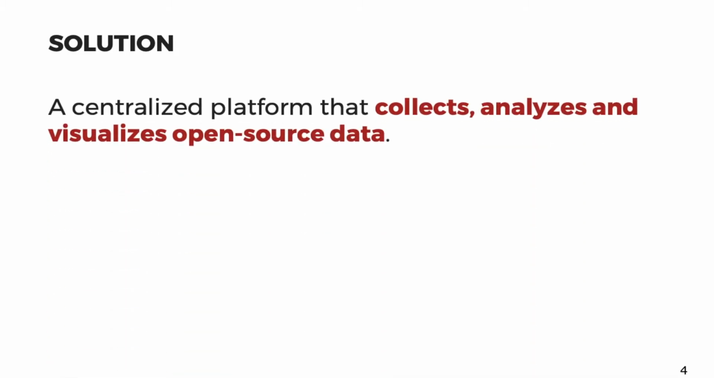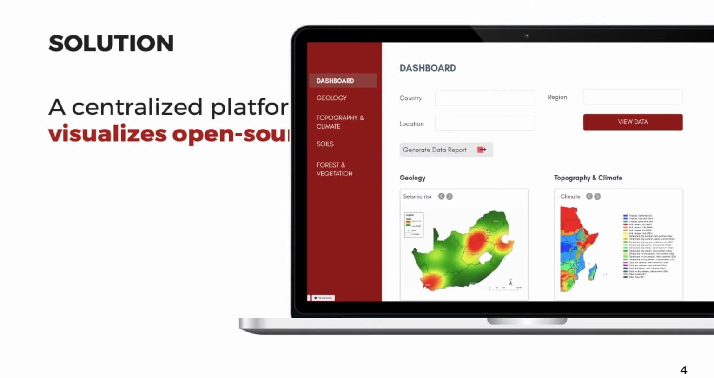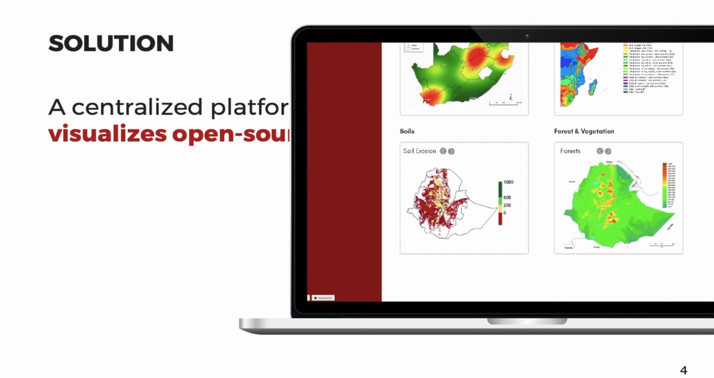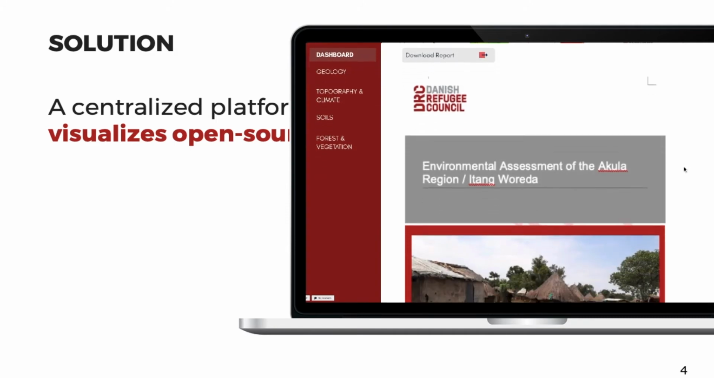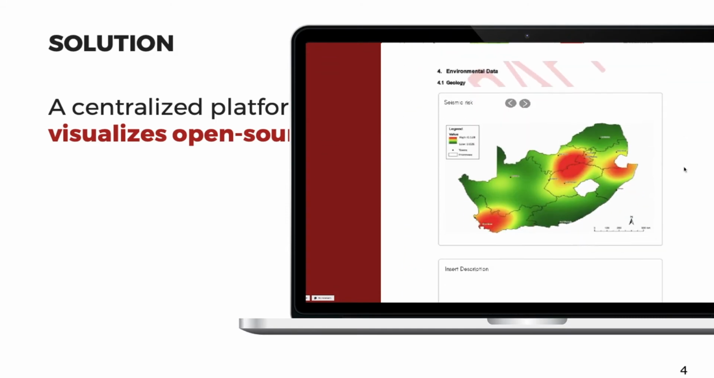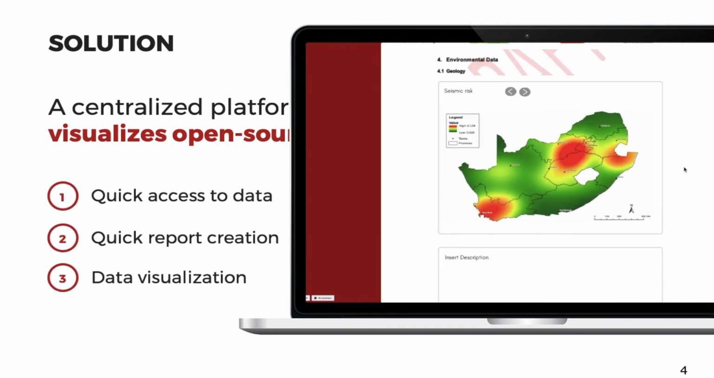Our solution is a centralized platform that collects, analyzes, and visualizes open source data. And this is how it works. Johanna chooses a location for which she wants to generate the report, and all the data she needs are visualized in the dashboard. She can, in one click, generate a draft of a report with all graphs, which are automatically added to the report. This provides Johanna with quick access to the data, quick report creation, and data visualization.